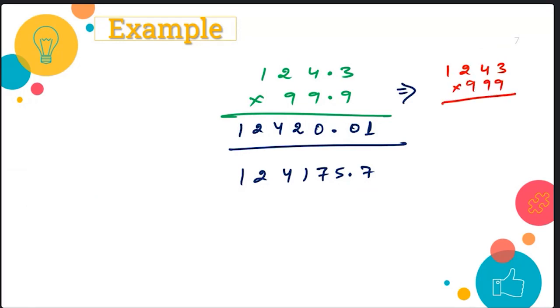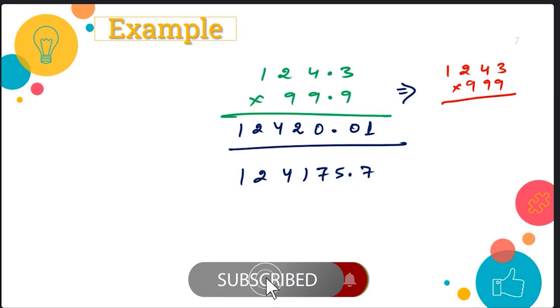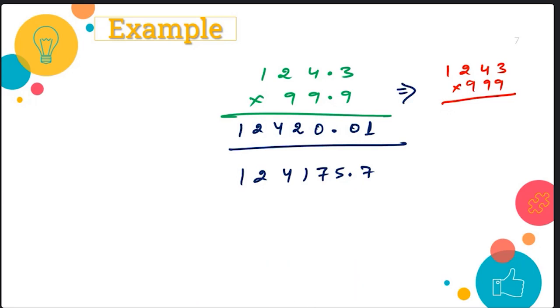So how are we going to do this? I can do it mentally. Can I show you how we can do it? Yeah, sure, sir. Look, how many nines are there? Three nines are there. It means there are three zeros after 1, 2, 4, 3.